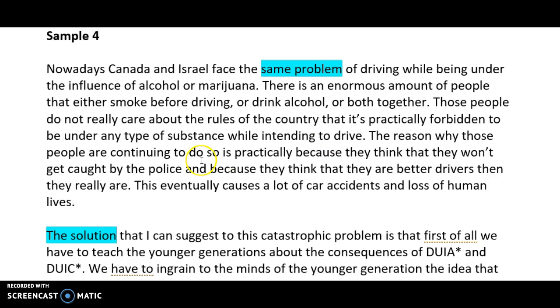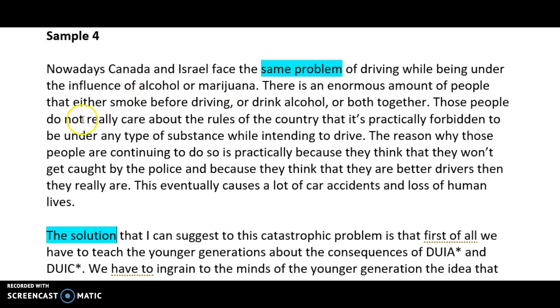The reason why those people are continuing to do so is practically because they think they won't get caught by the police, and because they think they are better drivers than they really are. This eventually causes a lot of car accidents and loss of human lives. So we can see that there are a lot of things that support the idea that it's a problem.